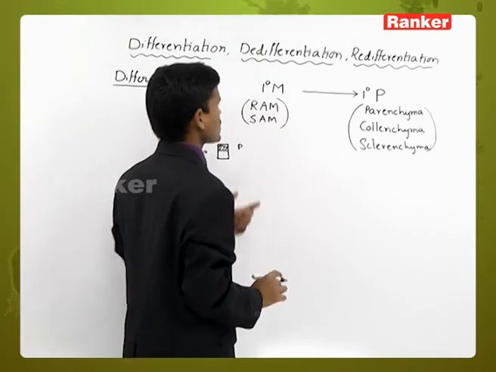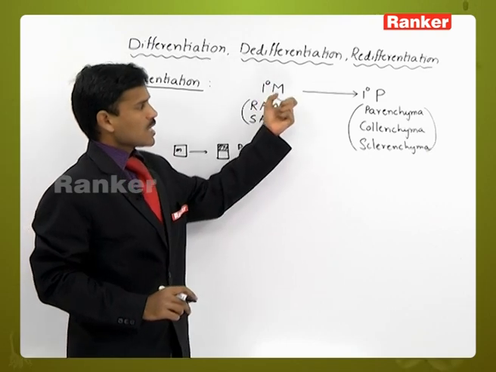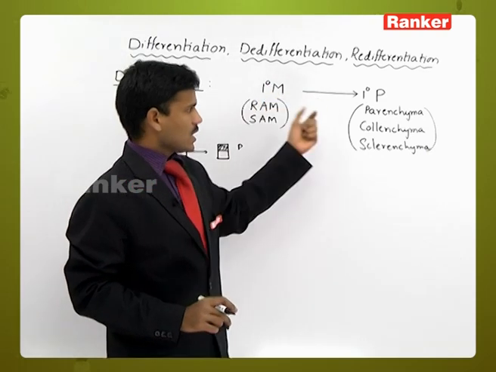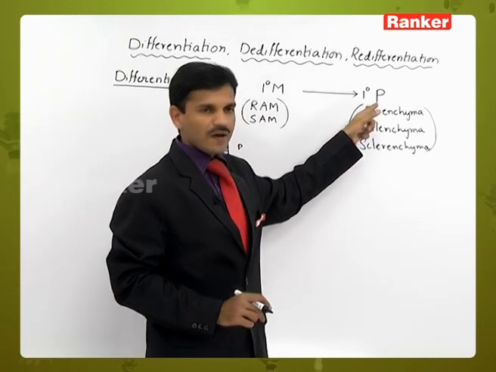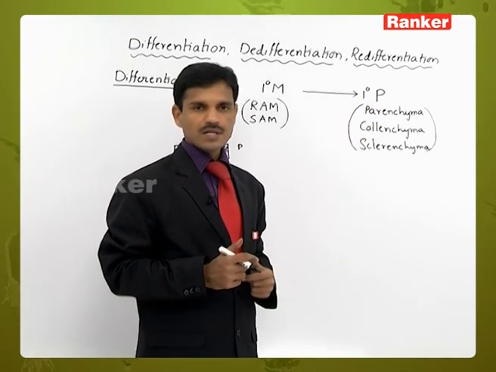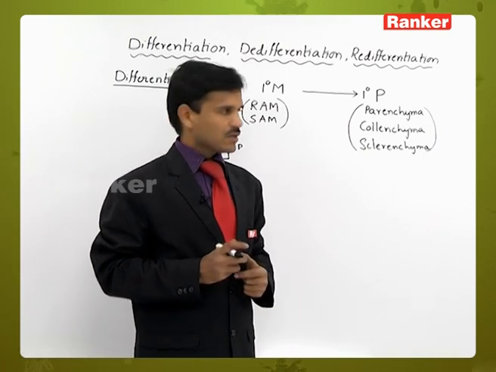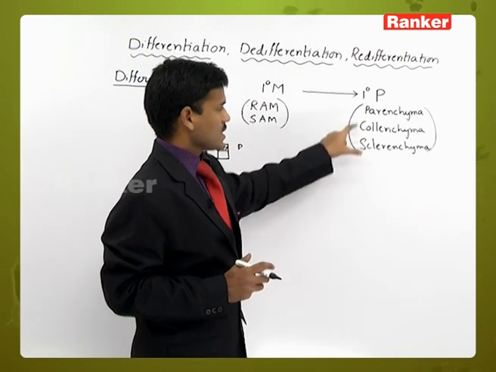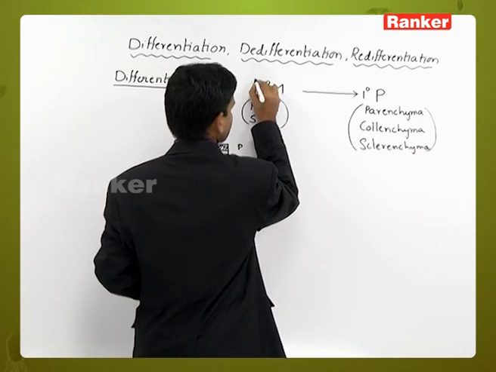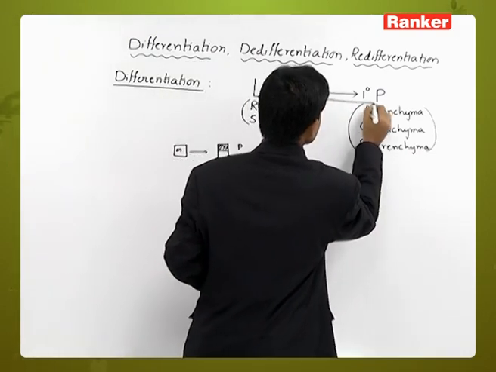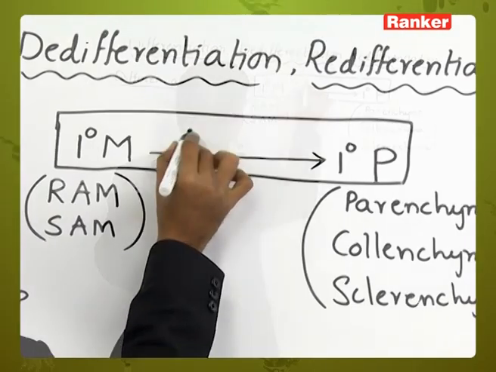primary permanent tissues. From the meristematic tissue, the cells are produced, and the newly produced cells are differentiated into permanent cells. The permanent cells do not have the ability to produce new cells. So they are matured, differentiated and involved in certain functions. Examples of permanent cells: parenchyma, collenchyma and sclerenchyma. So that is differentiation.